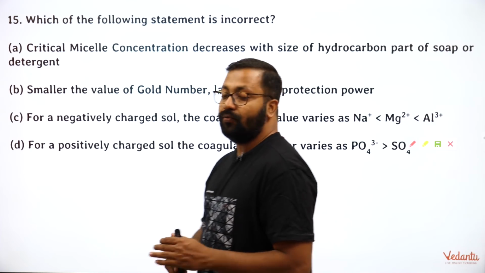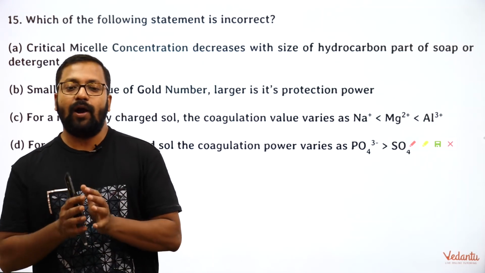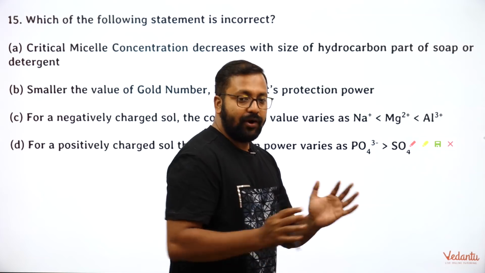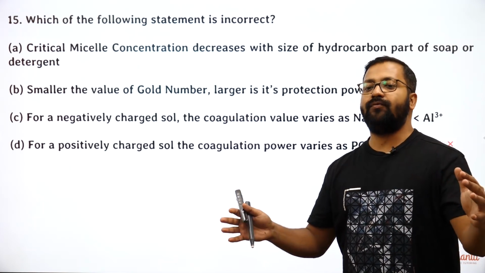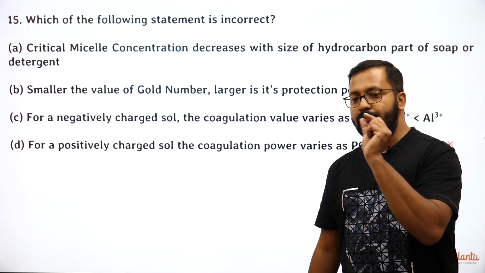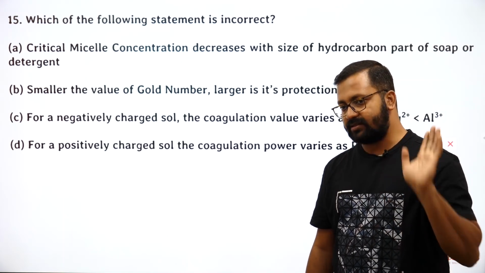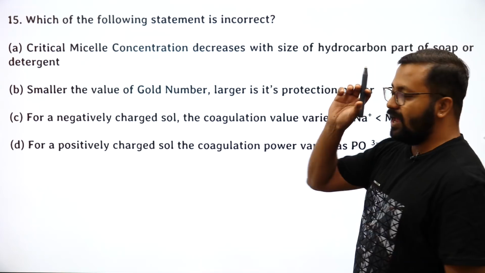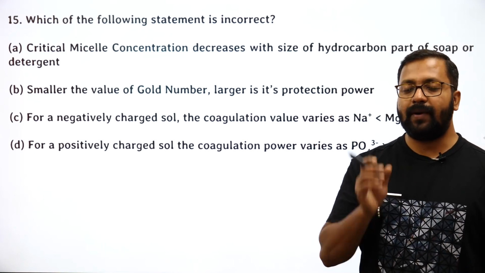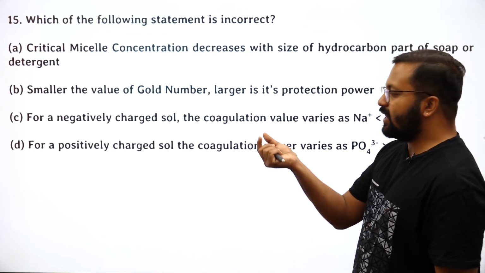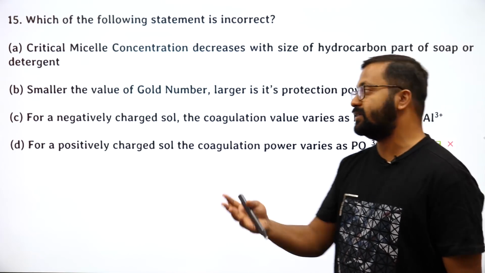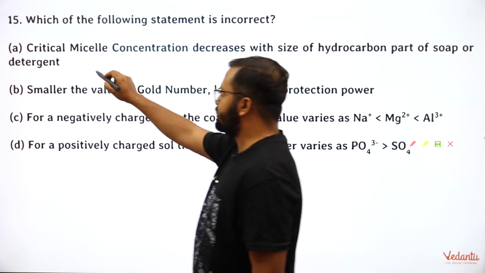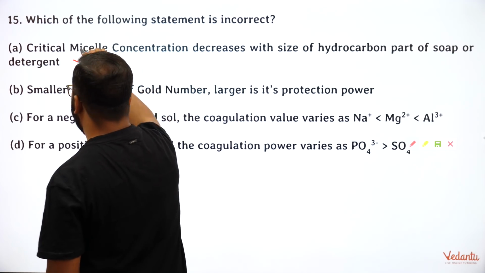Yeah. To form a micelle, I require a hydrophobic part. Now, if the size of hydrophobic part increases, the amount of that substance required is less. So, if the size of hydrocarbon part is more, critical micelle concentration, the amount of substance required to form micelle, will be less. So this statement is correct.